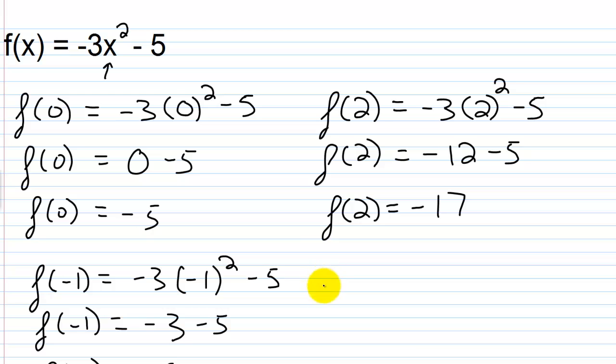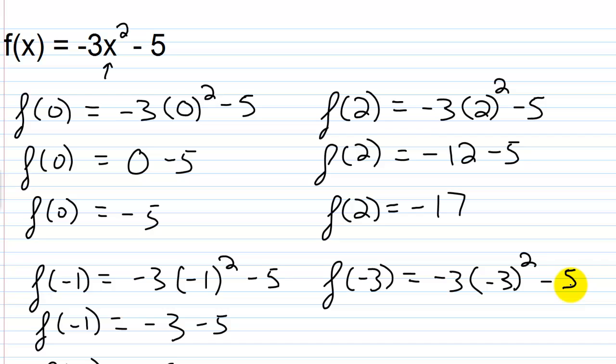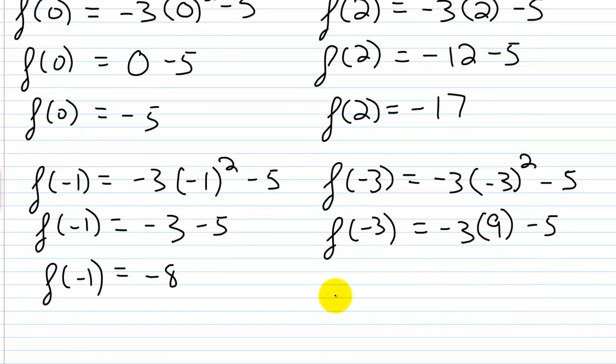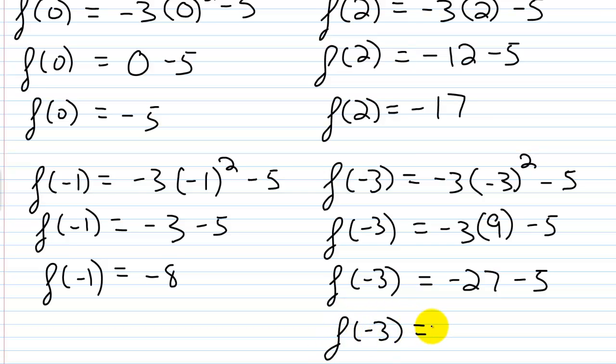Okay, then finally we want f of -3. So we would have -3 times this -3 squared here, minus 5. -3 squared would be +9. Remember the parentheses. We have -3 times that, minus 5. So -3 times 9 is -27, then minus 5. And then finally, -27 minus 5 is going to give us -32.